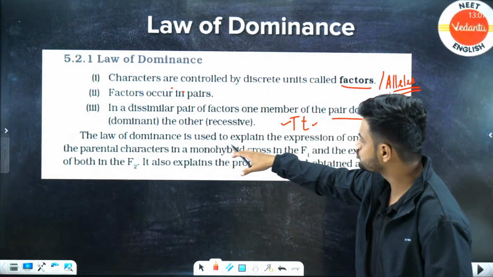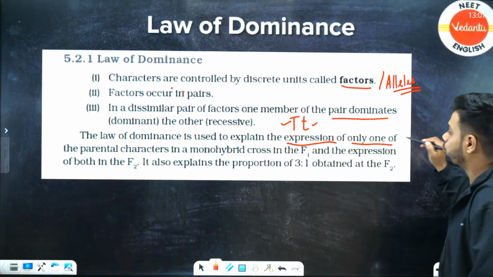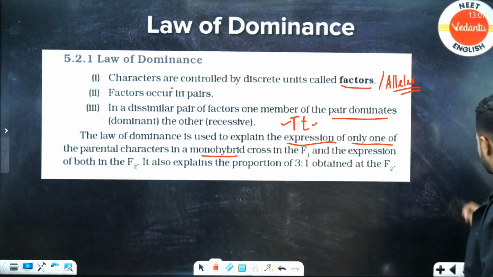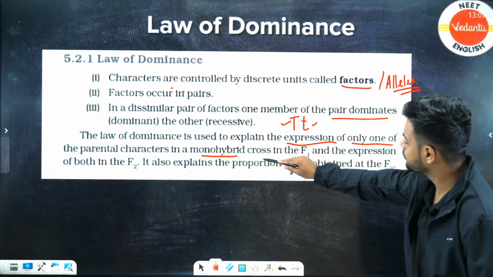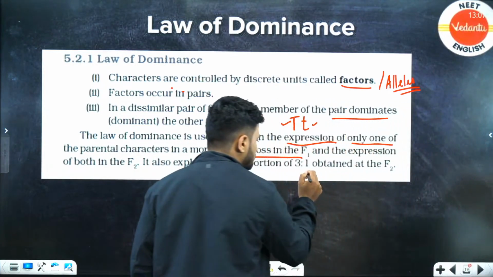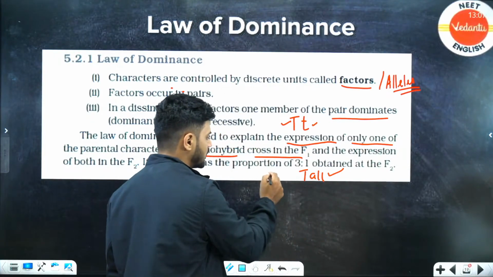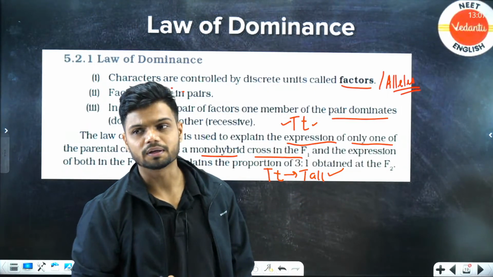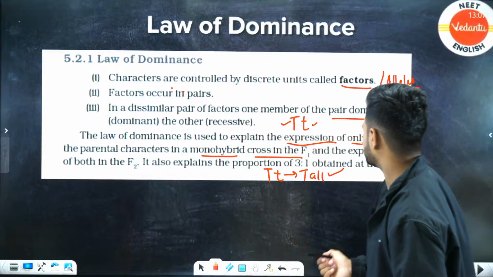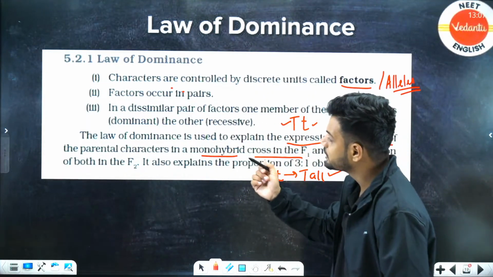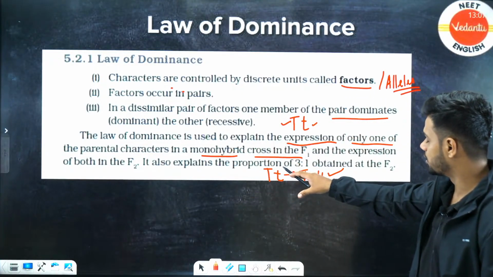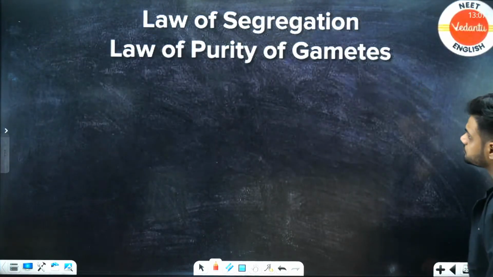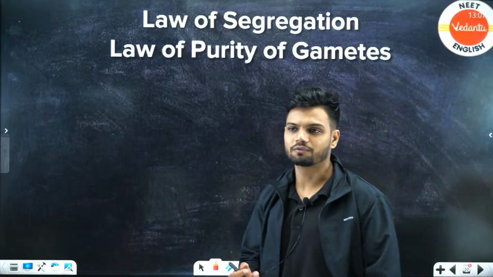The law of dominance is used to explain the expression of only one of the parental characters in the F1 of a monohybrid cross. See, in the F1, only the tall plant was able to express itself, because capital T is dominant. It also explains the proportion of 3:1 dominant to recessive at the F2. That was the law of dominance.